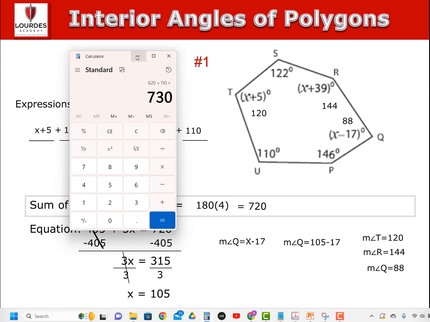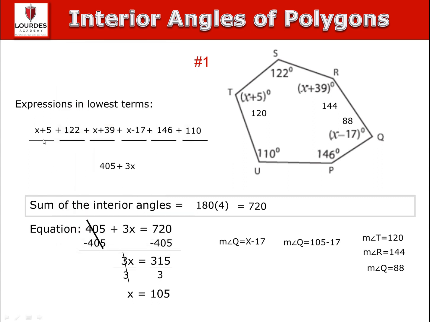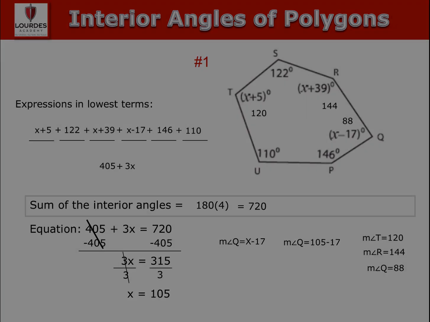So I'm going to look at my math, and I rechecked the addition here. That was 405 after subtracting the 17. And I checked my algebra here, and x does equal 105, so it has to be on one of the expressions. So I look, and this one, 105 plus 39 is 144, and 105 minus 17 is 88, and 105 plus 5, there it is. That needs to be 110. So I can correct my error, and now I know I have a sum of 720 degrees.